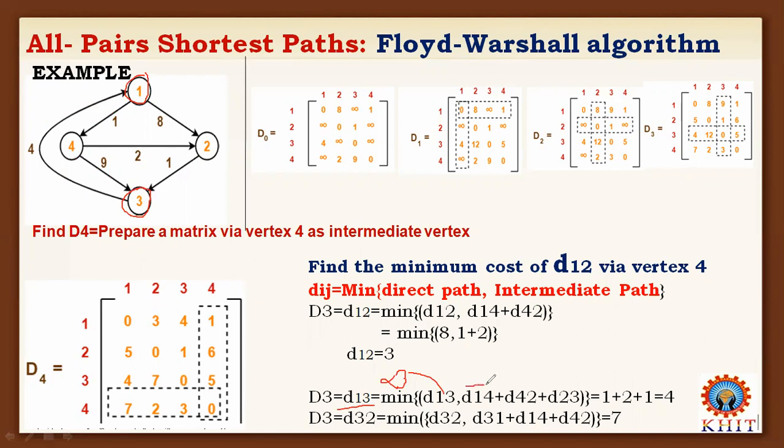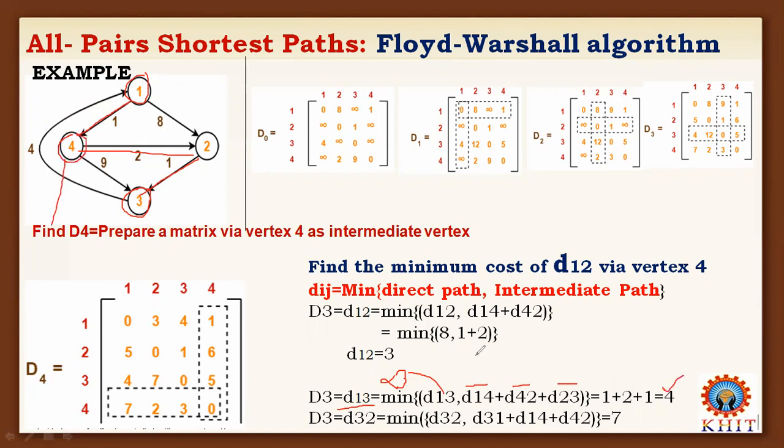Now find 1 to 4 also. 1 to 4 is the first move, and 4 to 2 is the second move. The next move is 2 to 3. That means it is possible to move from vertex 1 to vertex 3 through the intermediate vertex 4. It will cost 4.